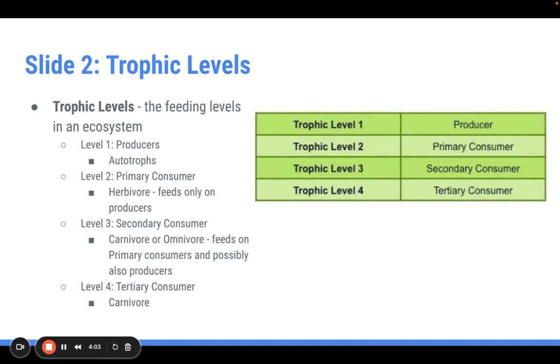The second feeding level or trophic level is your primary consumer or your herbivore. The third feeding level or trophic level is your secondary consumer, which is usually a carnivore or an omnivore. Your fourth feeding level or trophic level is your tertiary consumer, which is almost always a carnivore. Now it is important to note that sometimes if you have a quaternary consumer, you may also have a fifth trophic level or feeding level. This is perfectly fine, but does not always happen.